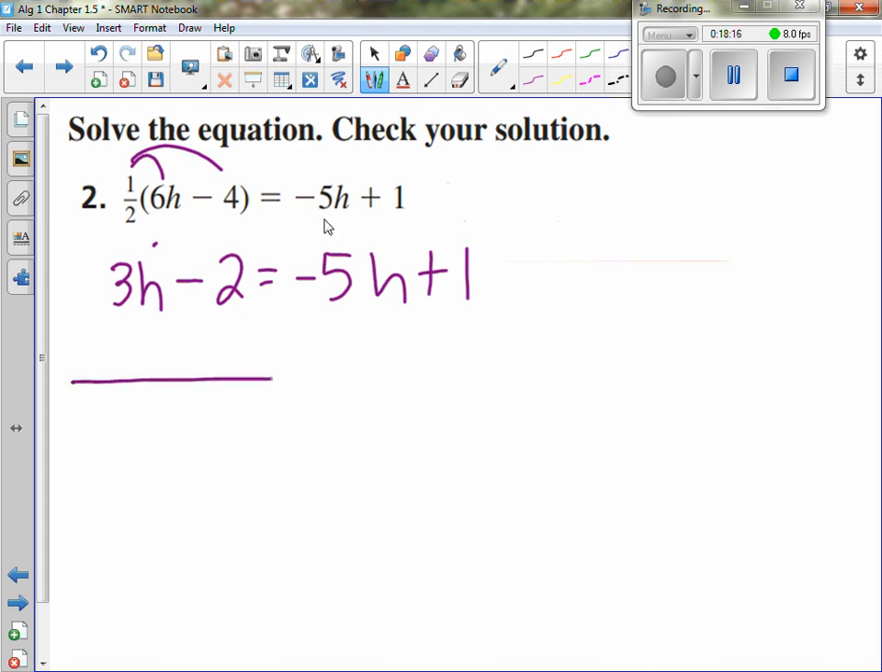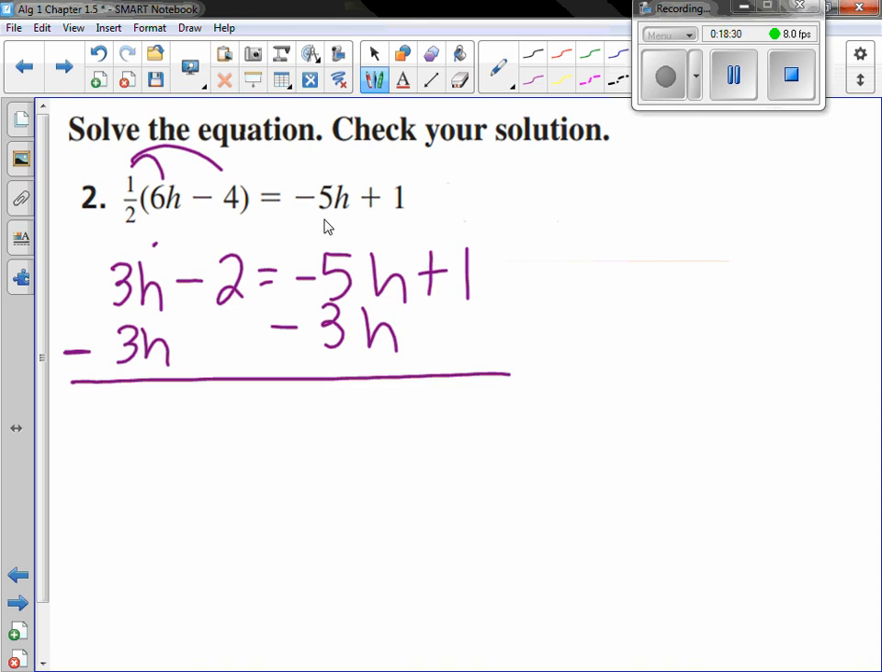So if I'm going to move the 3h over, 3h is what? Positive or negative? So I'm going to have to subtract 3h from both sides. Because it's positive, we have to subtract it from both sides to move it from one side of the equal sign to the other. So 3h minus 3h, these two will cancel because 3h minus 3h is 0. 3 minus 3 is 0.